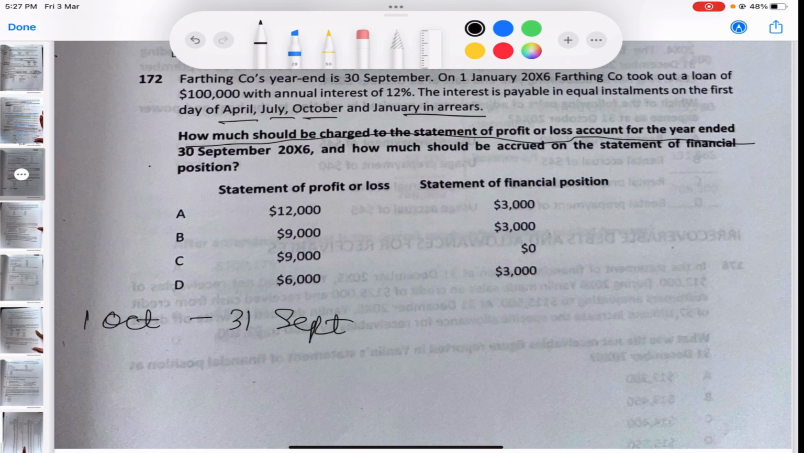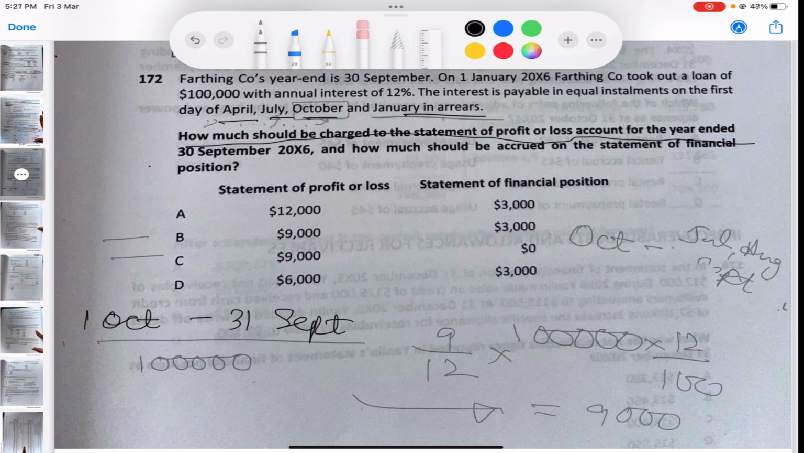Okay, how do you do that? I hope you understood how to get the PNL value. So the PNL value is going to be 9 upon 12. Why? Because Jan, Feb, March, April, May, June, July, August, September. That's 9 months into the 12% rate. This would come to my PNL.